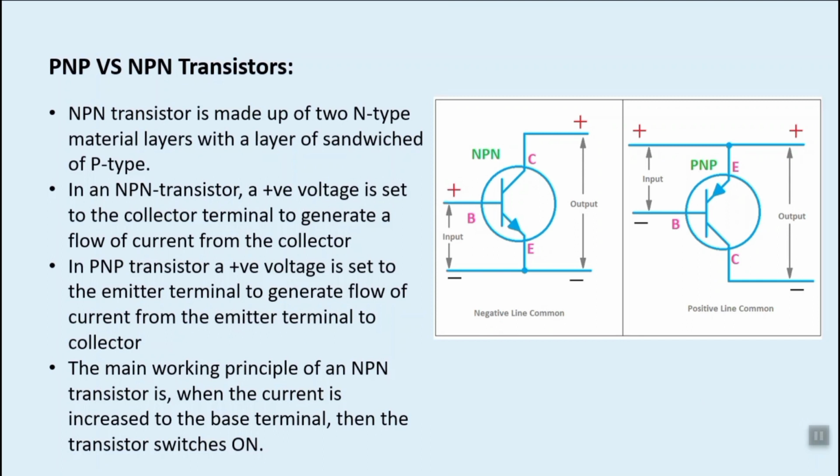In an NPN transistor, a positive voltage is set to the collector terminal to generate a flow of current from the collector, while in PNP transistor a positive voltage is set to the emitter terminal to generate flow of current from the emitter terminal to collector. The main working principle of an NPN transistor is, when the current is increased to the base terminal, then the transistor switches on, while it is exactly opposite for PNP transistor.